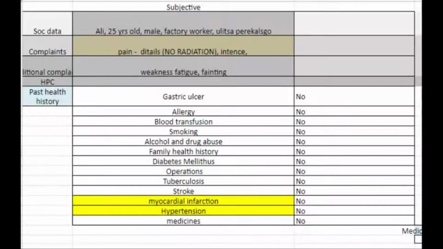Okay. From the subjective examination collected from the relative, we can conclude that the patient has no past health history which may affect the treatment given to him later.